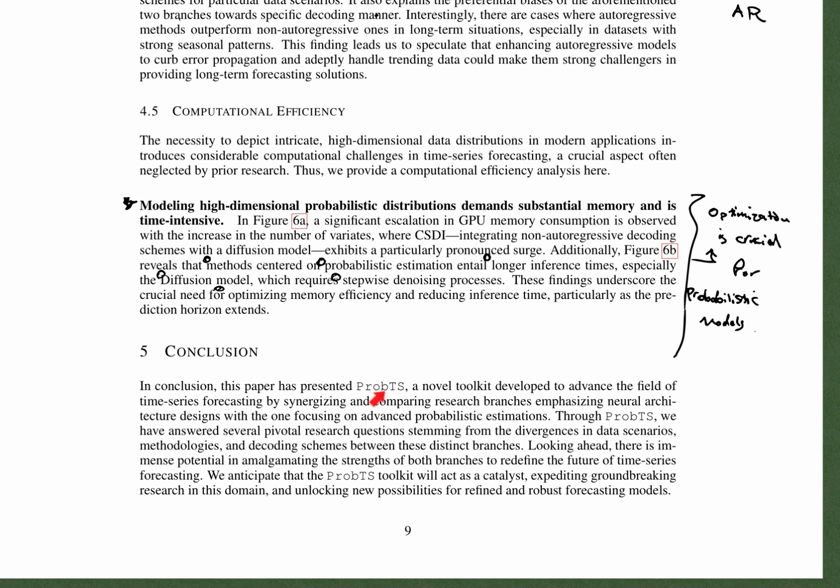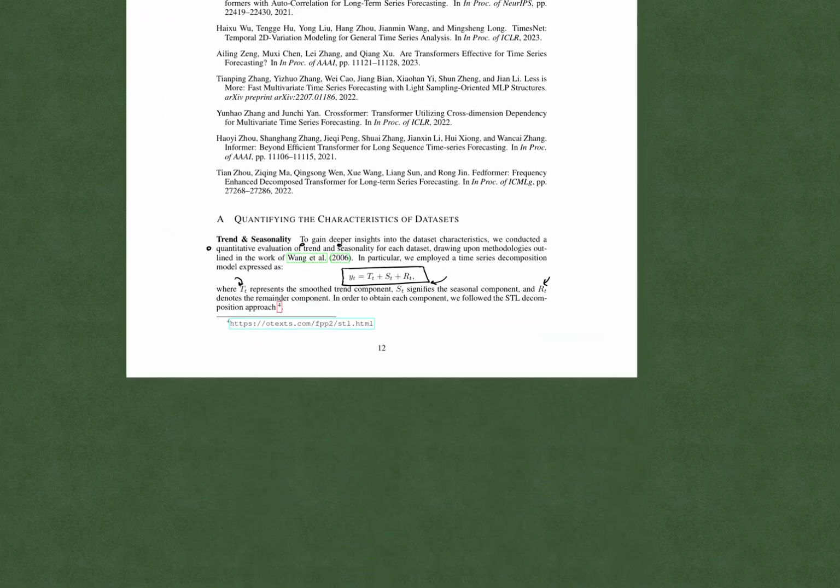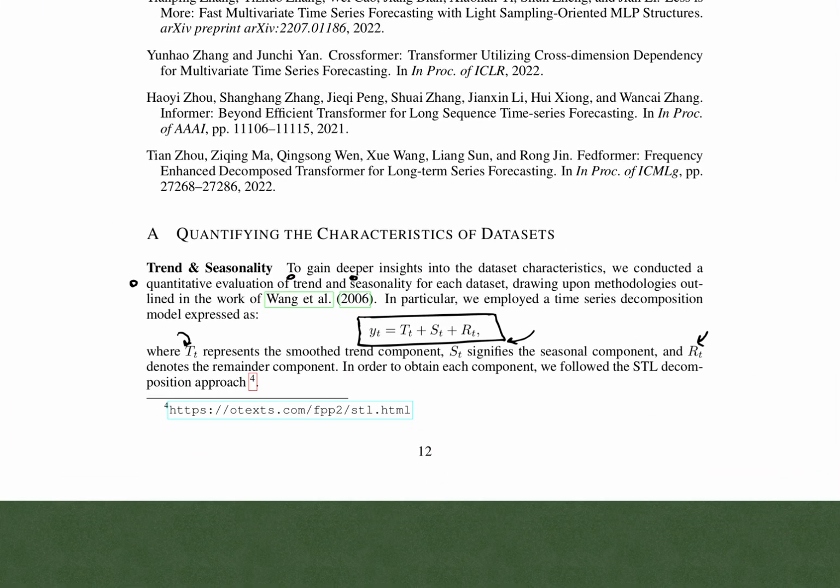Now, in conclusion, this was the ProbTS package, which provided a lot of functionalities for basically evaluating different methodologies, again, including modeling, including the understanding of the characteristics of the data and the underlying task, as well as different metrics for evaluating it under different circumstances. Next, in the appendix, they talk about trends and seasonality.